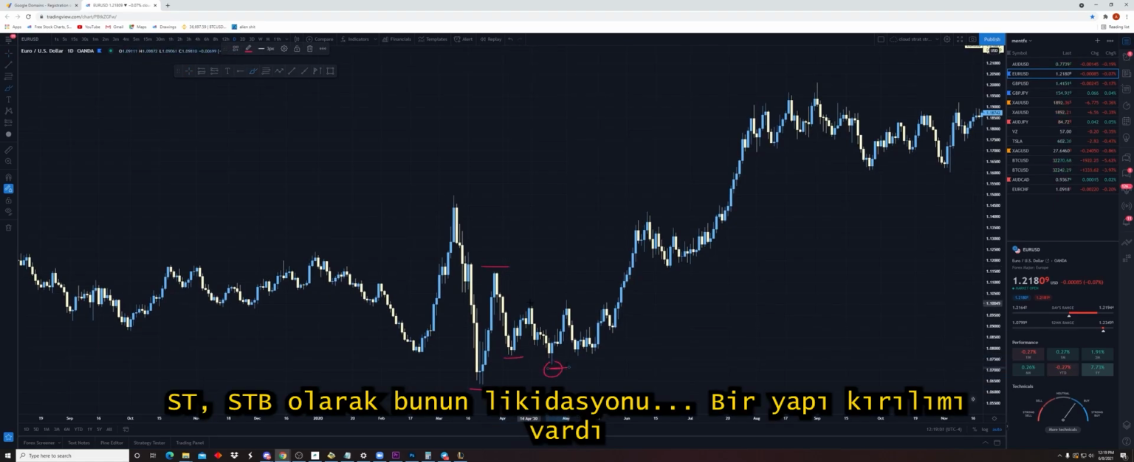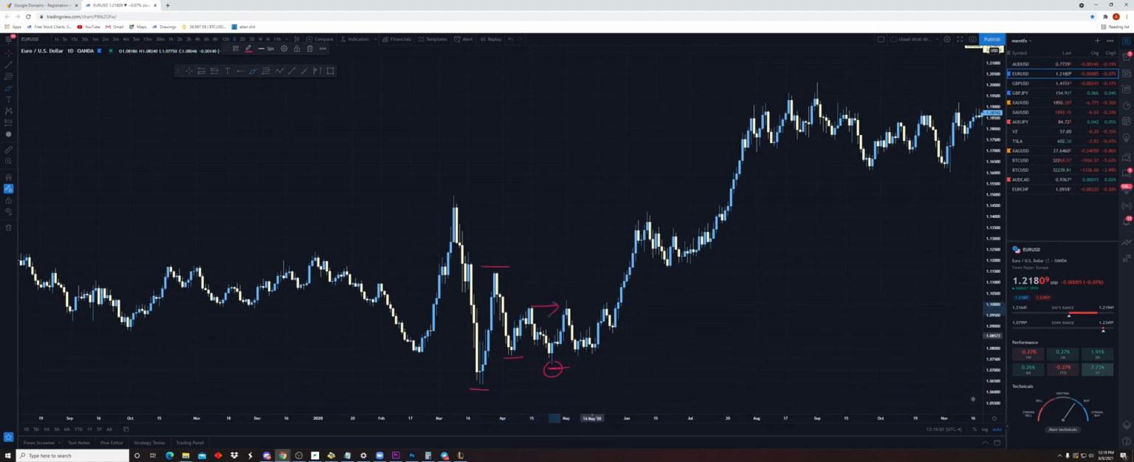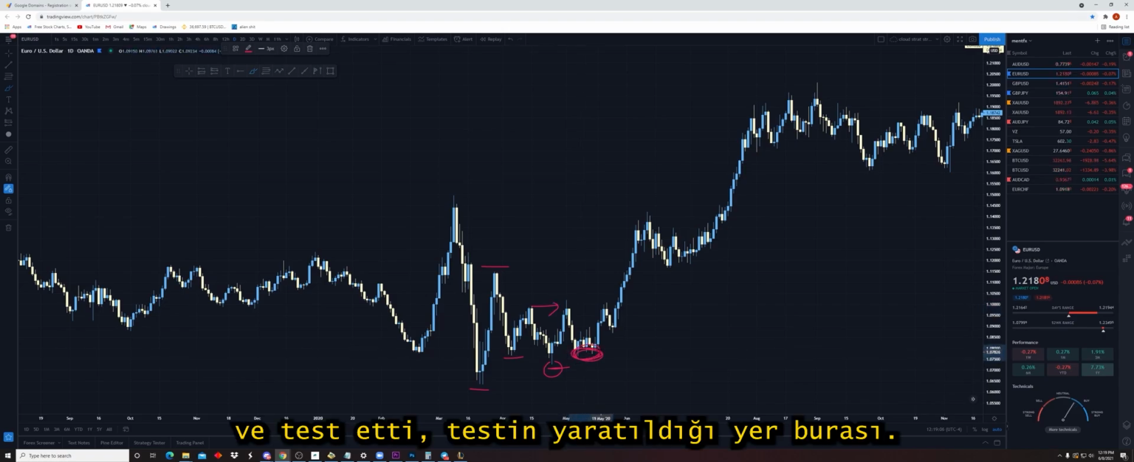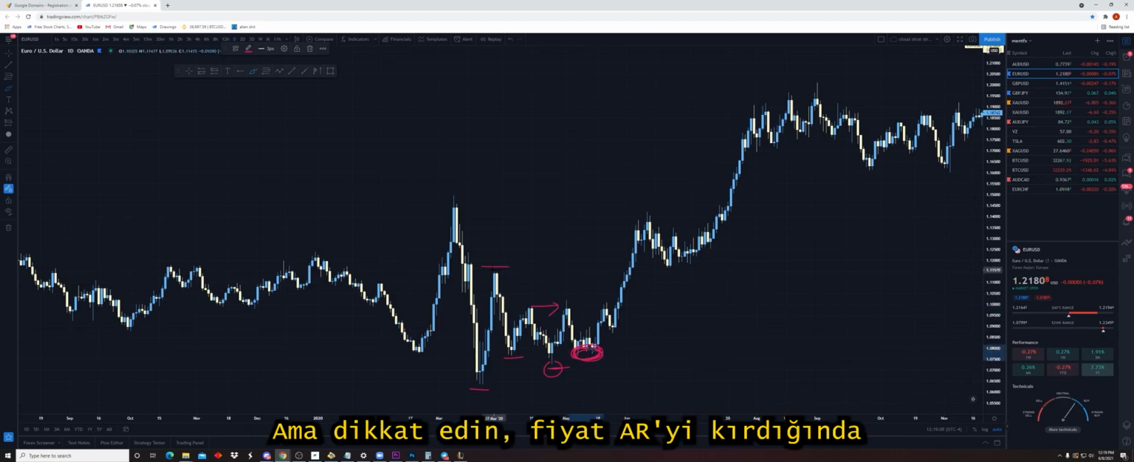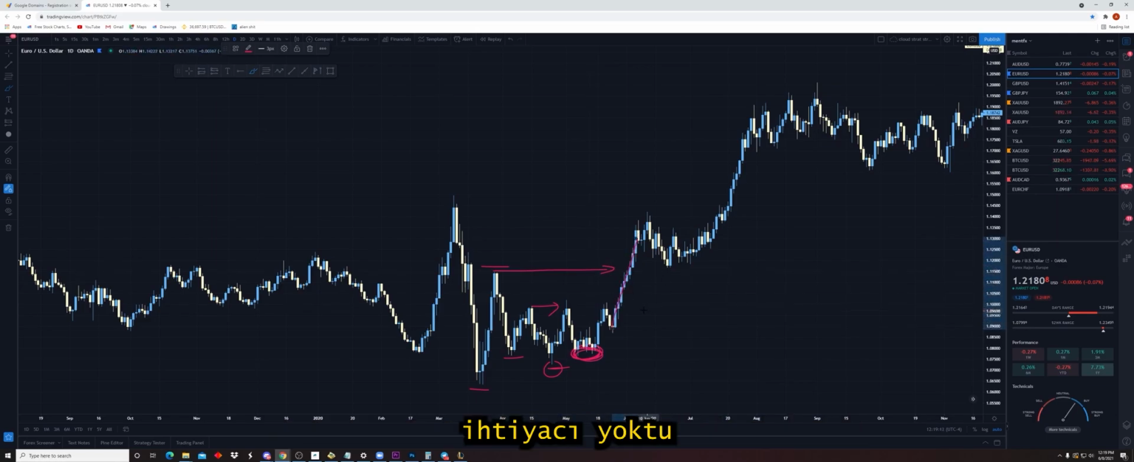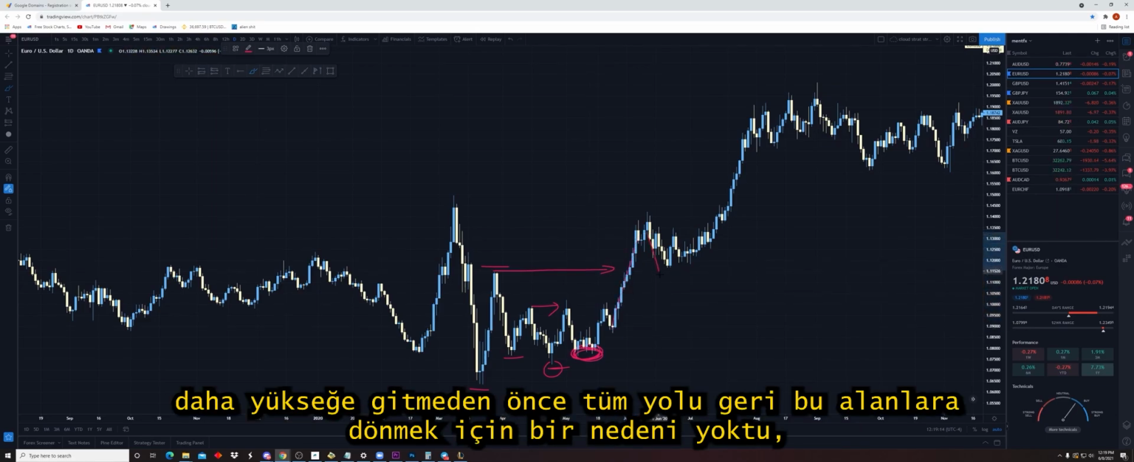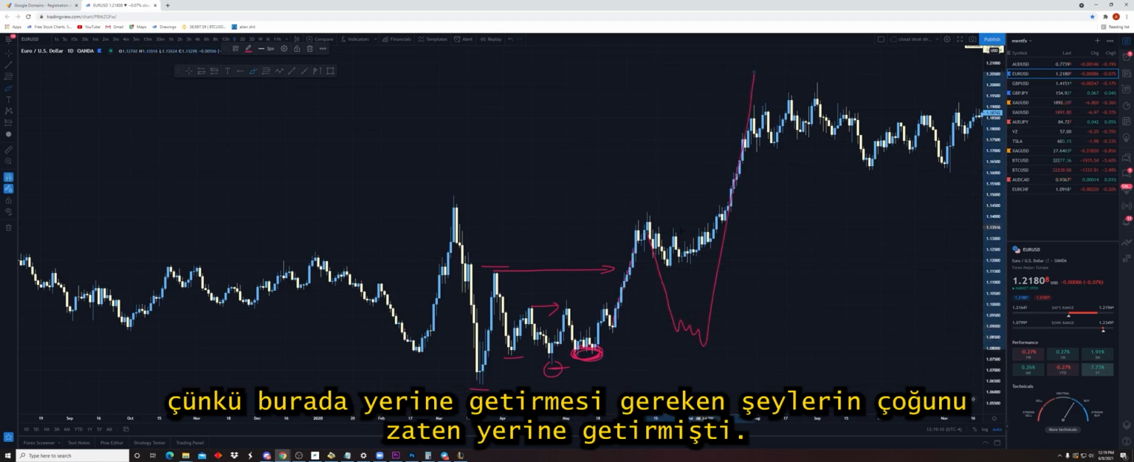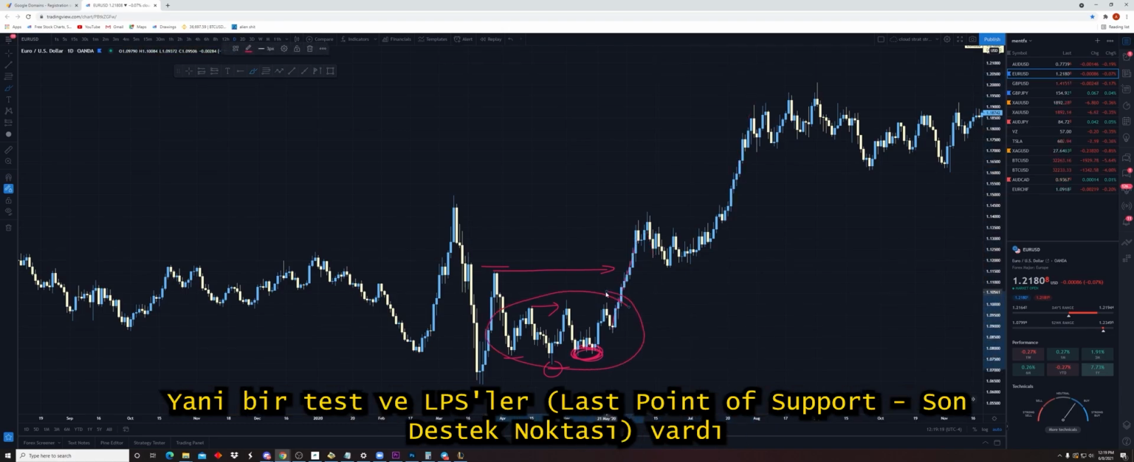as the ST and B, right? There was a break of structure and it tested. This is where the test was created, but notice how it did not break the AR. By the time price broke the AR, it didn't have a reason to return all the way back into these areas before going higher, because it's already fulfilled most of the things that it needed to fulfill here.